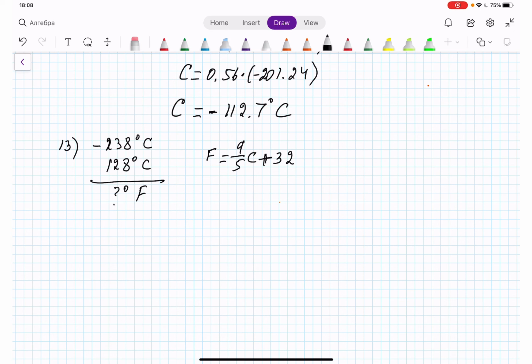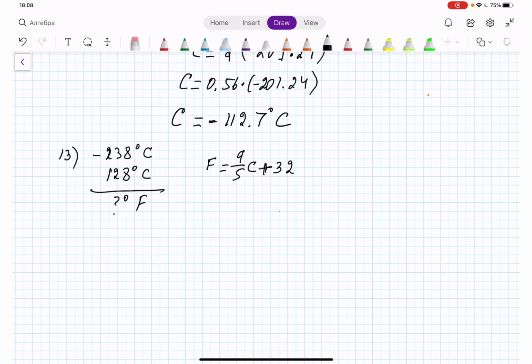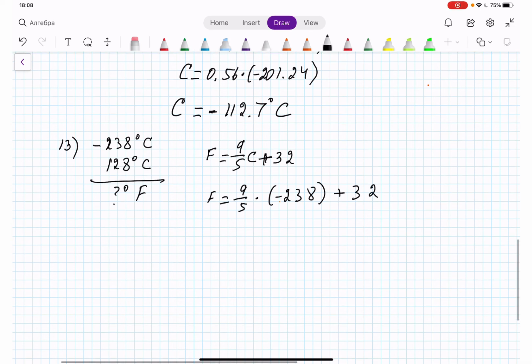Okay, what do we have? F is equal, for the coldest temperature, we are going to have 9 over 5 times negative 238 plus 32. All right, let's see what we get. It's going to be equal to negative 9 times 238 over 5. There is nothing to reduce, so all we're going to do is multiply 238 times 9.